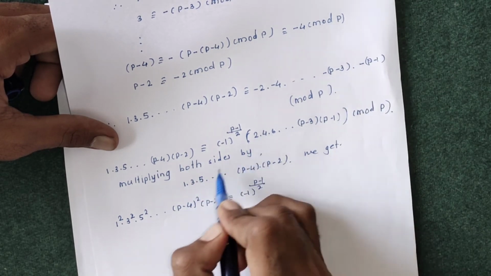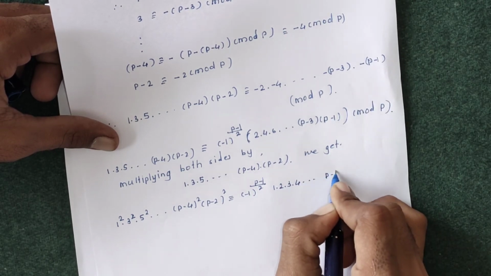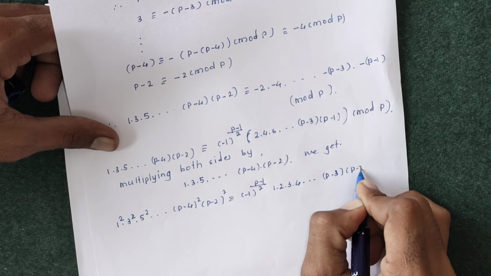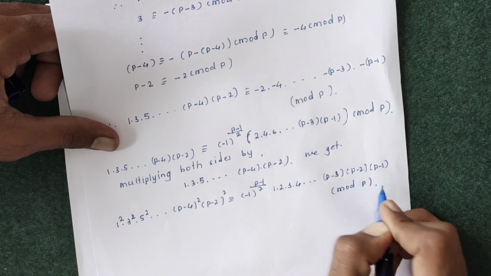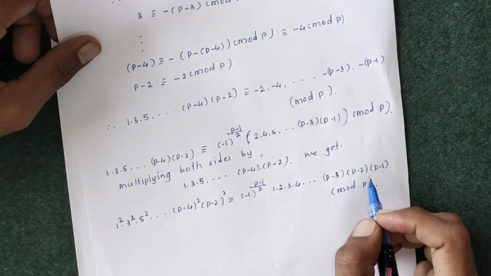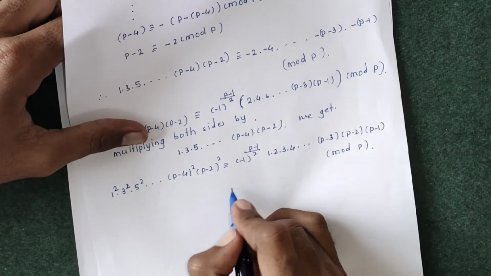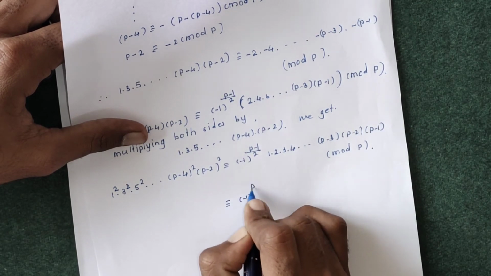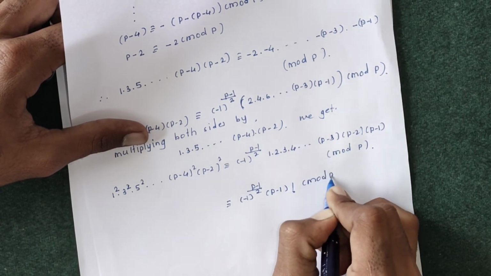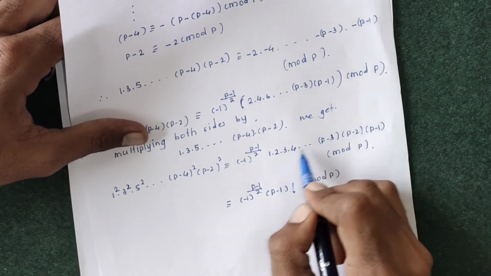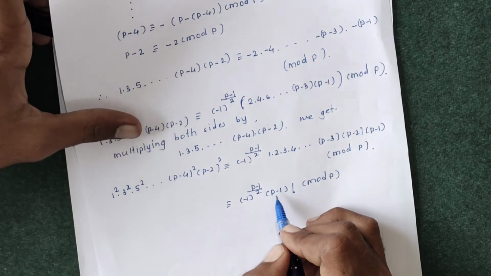into 2 into 3 into 4 into 5 into 6, so 1, 2, 3, 4 up to p minus 3, into p minus 2, into p minus 1, under modulo p. So here we can say that 1, 2, 3 up to p minus 1 is (p minus 1) factorial. So writing this as (minus 1) raised to (p minus 1) by 2 into (p minus 1) factorial under modulo p, since the multiplication of the first p minus 1 natural numbers is (p minus 1) factorial, and p is an odd prime.